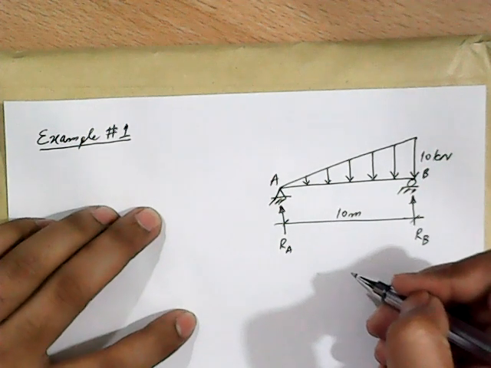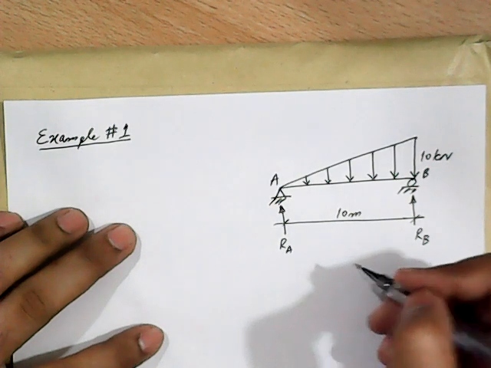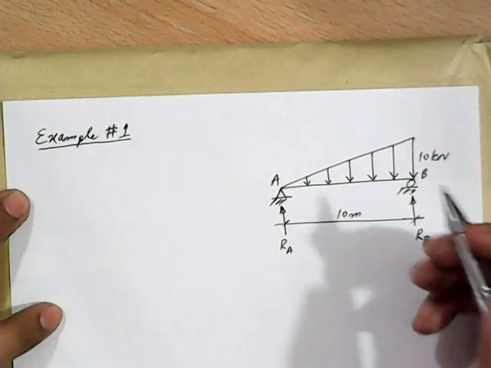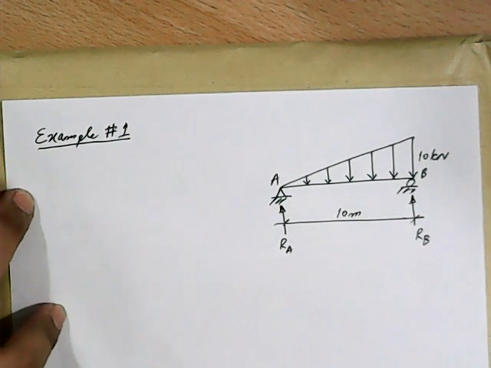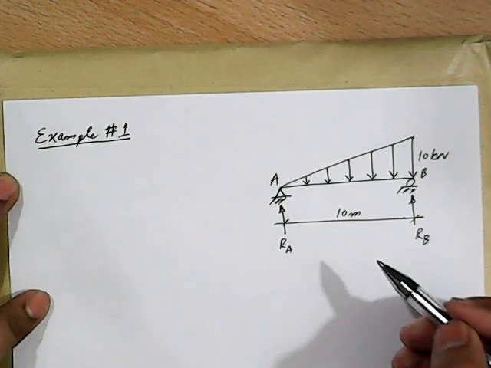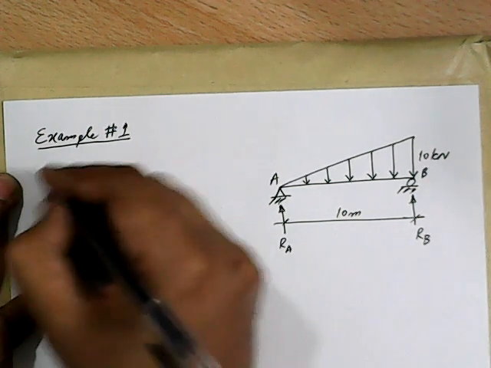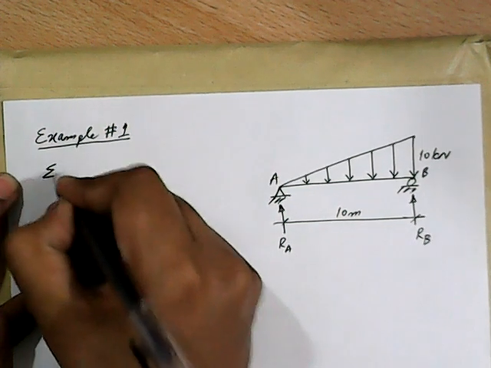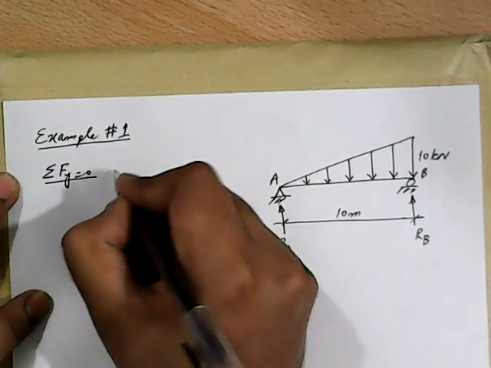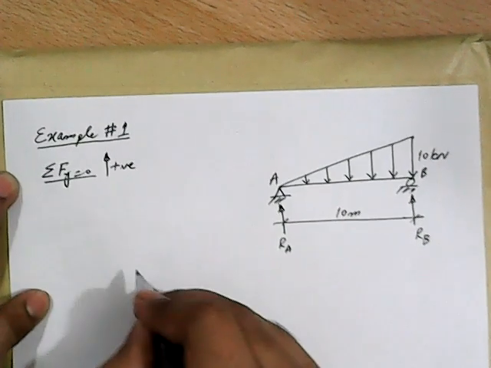In the solution of any beam, as we have discussed earlier, the first step is to determine the reactions of the beam. So let's start with reaction calculation. As it is a determinate structure, we will apply conditions of equilibrium to get reactions. First let's apply sigma Fy equal to 0, and our convention will be that upward forces are taken as positive.